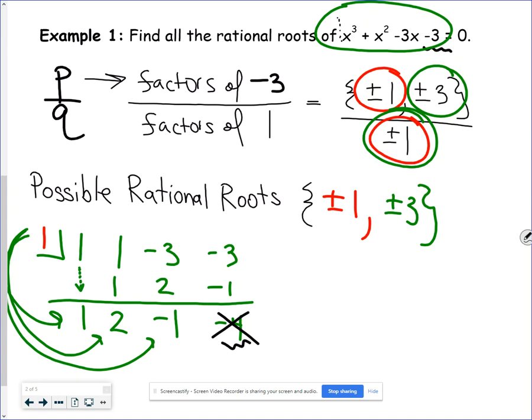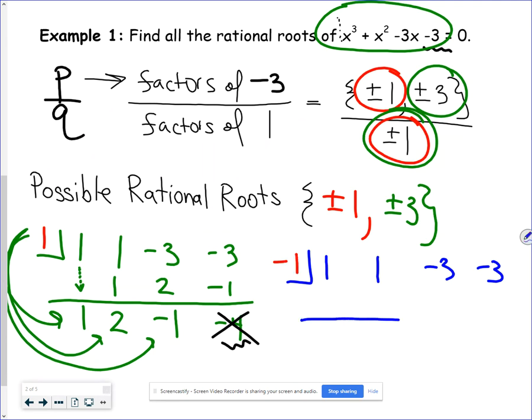All right? So let's test negative 1 next. So let's try 1, 1, negative 3, negative 3. We want to test negative 1. Let's see if negative 1 works.